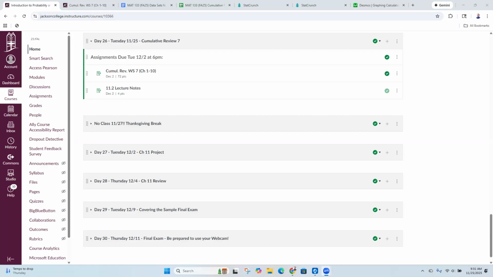Today we're going to be covering cumulative review number 7, and that's on page 595 in your course pack. There's also cumulative review number 8, which we're not going to get a chance to cover. The cumulative review that we're doing today covers chapters 1 through 10. Cumulative review number 8 covers chapters 1 through 11, and the final exam covers chapters 1 through 11. So cumulative review number 8 is a good one to work on to study for the final.